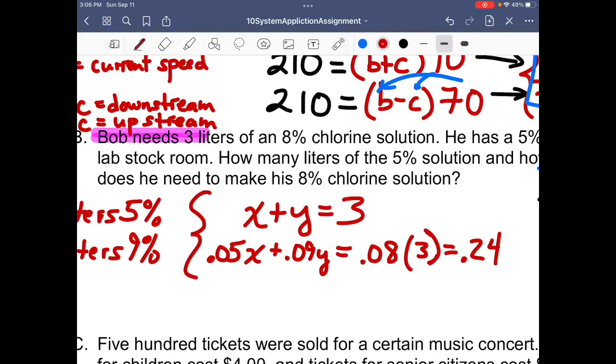But notice that now I have two equations and two variables, so that's a classic example of a system. One thing that I like to do with this problem is simplify it a little bit. It's easy for me to erase, and that's what I'm going to do. I'm going to get rid of that multiplication and just say that this equals 0.24.